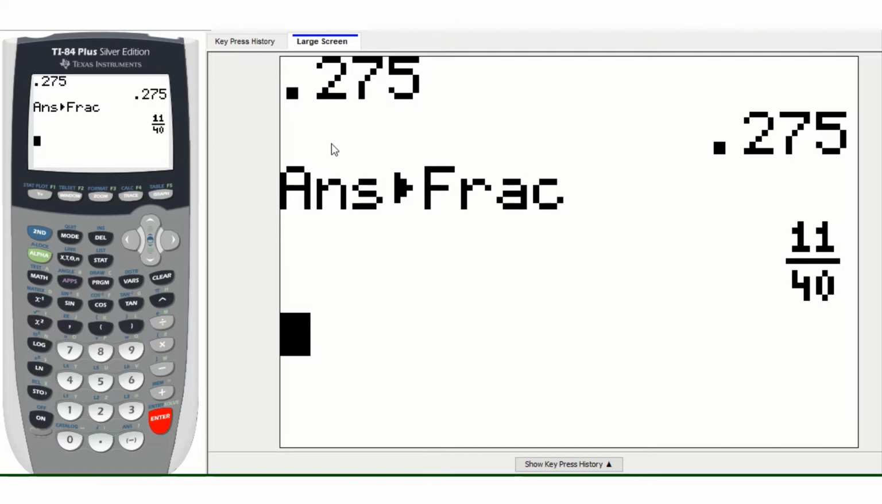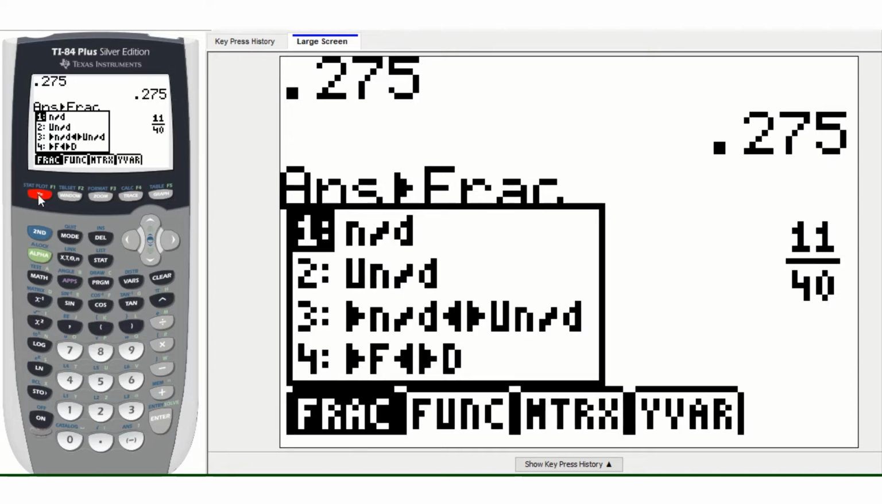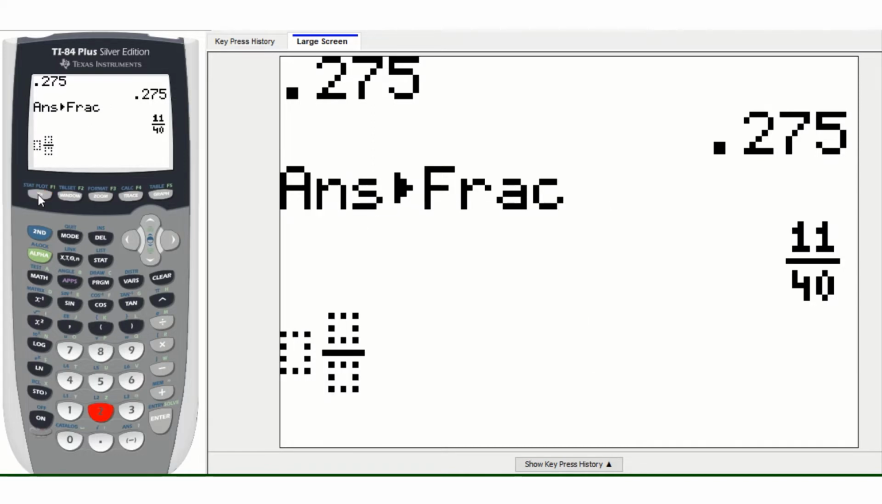If I want to enter in a fraction, a shortcut for that is pushing my green button, so my alpha button, and then y equals. I don't have to hold it down. And I get a bunch of fraction shortcuts. So the first one is just a simple fraction, numerator over denominator. The second one is if I have a mixed one.